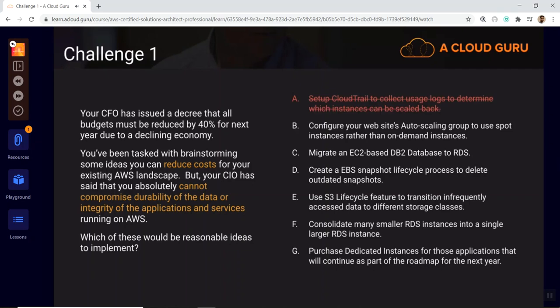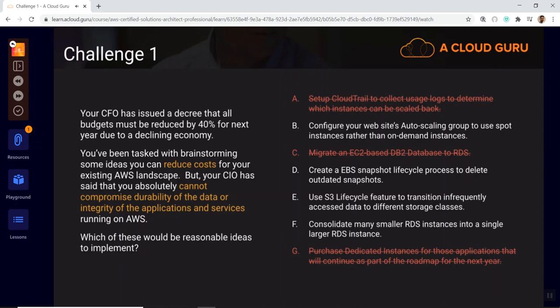Let's go to C. We can migrate an EC2-based DB2 database to RDS. Well, DB2 is not one of the supported database types for RDS, so we can really quickly eliminate that one. And just for kicks, let's go down to G. We can purchase a dedicated instance for those applications that are going to continue to be part of our roadmap for the next year. The question didn't say that we needed dedicated instances, so I can't assume that. And plus, dedicated instances do incur a premium price over regular instances. So I think I can safely eliminate this one.